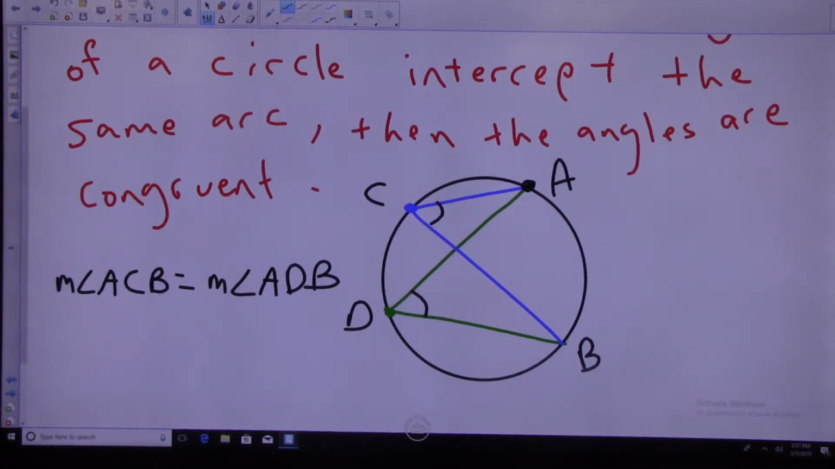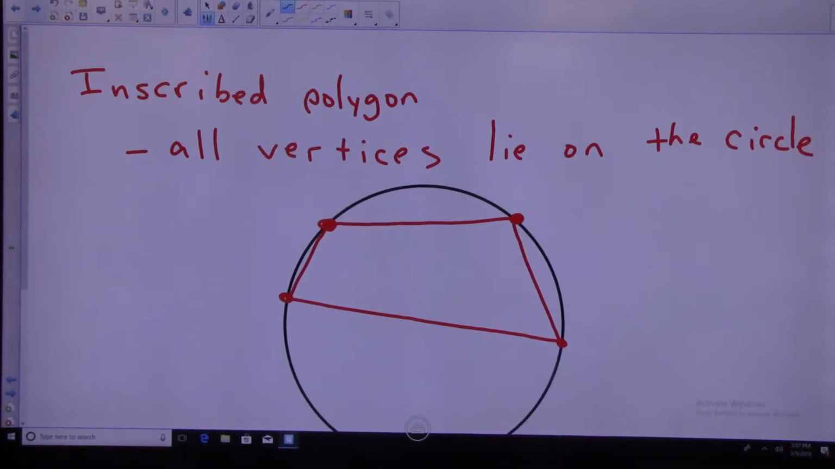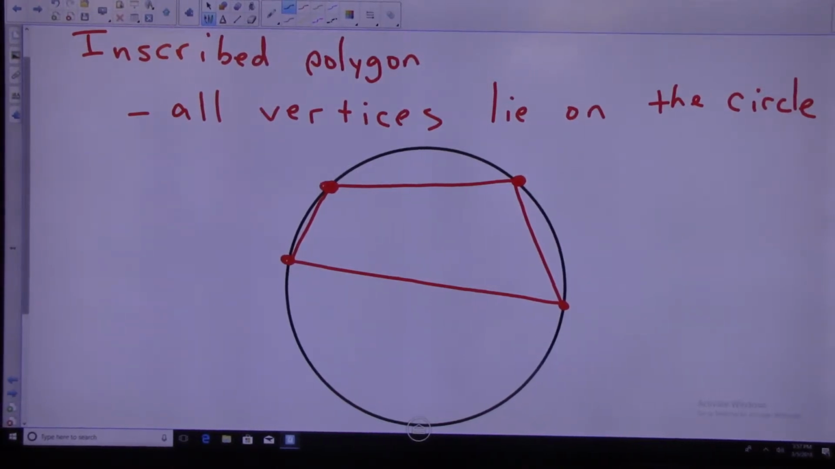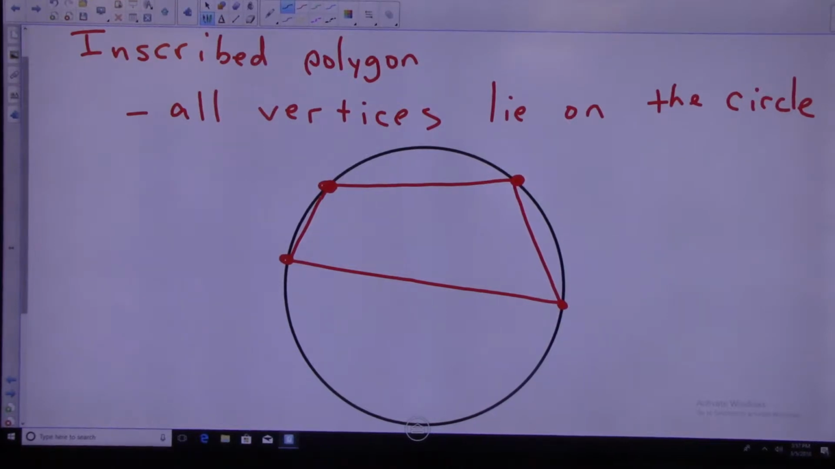All right, moving on. So now we're going to get to inscribed polygons. An inscribed polygon is a polygon in which all vertices lie on the circle. And that shouldn't be much of a stretch, guys. I've got a picture there for you. If an inscribed angle's vertex is on the circle, then for an inscribed polygon, all the vertices are going to be on the circle. Alrighty.